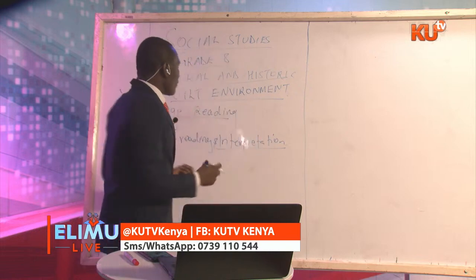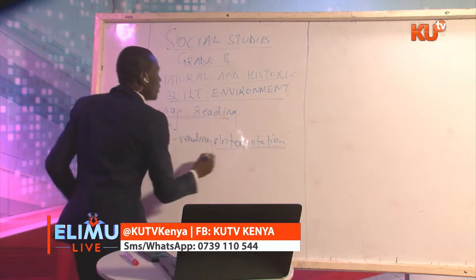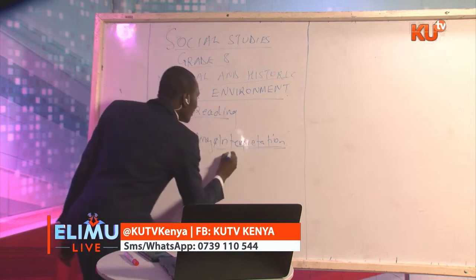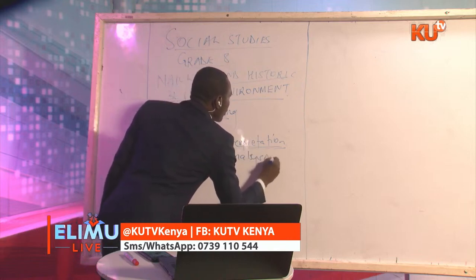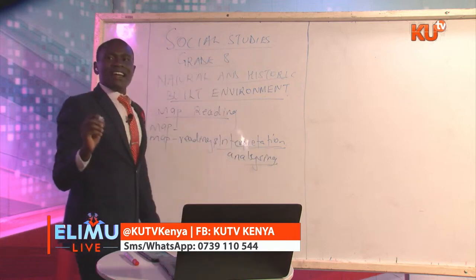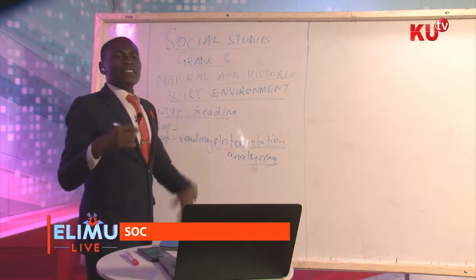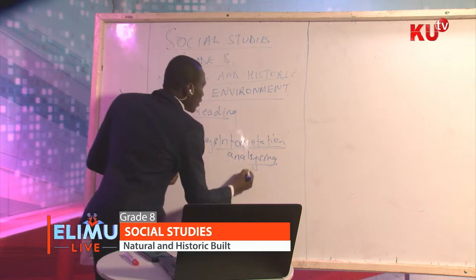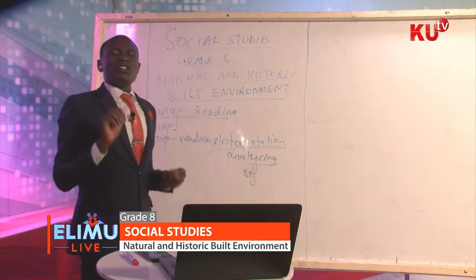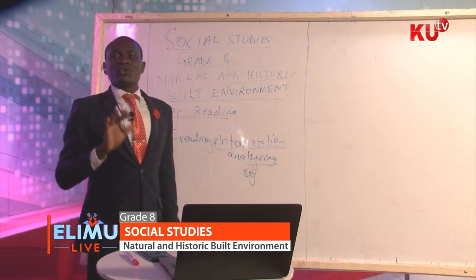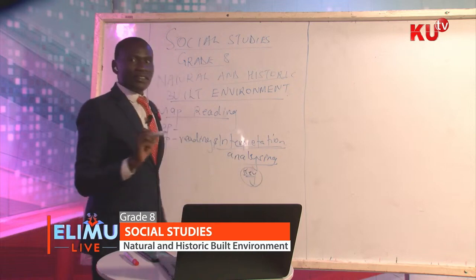Then, after you have interpreted a map, remember, interpreting means you are analyzing the symbols on a map. When you're doing analysis of symbols on a map, these symbols are represented in an area called the key. You can only interpret the symbols on a map by looking at the key.